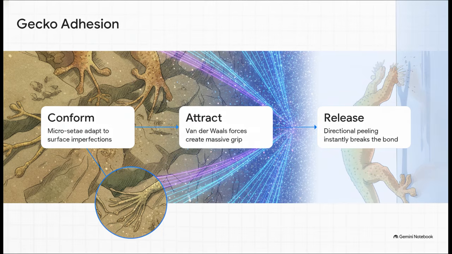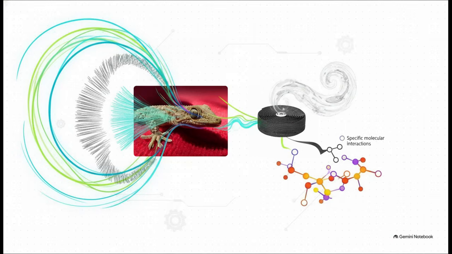Finally, Step 3. To actually move, the gecko simply alters the angle of its foot, directionally peeling the setae away to instantly break that molecular bond. By really understanding those specific molecular interactions, engineers were able to translate this exact biology into a synthetic bionic tape. By manufacturing microscopic synthetic bristles that mimic the gecko's microsetae, we can now create incredibly strong, completely reusable adhesive tapes that leave absolutely no sticky chemical residue behind. It's a massive leap forward for materials science.